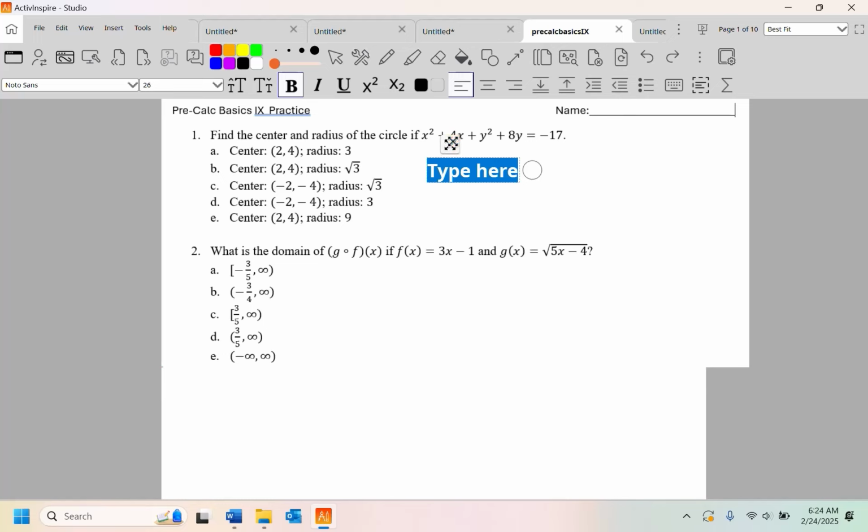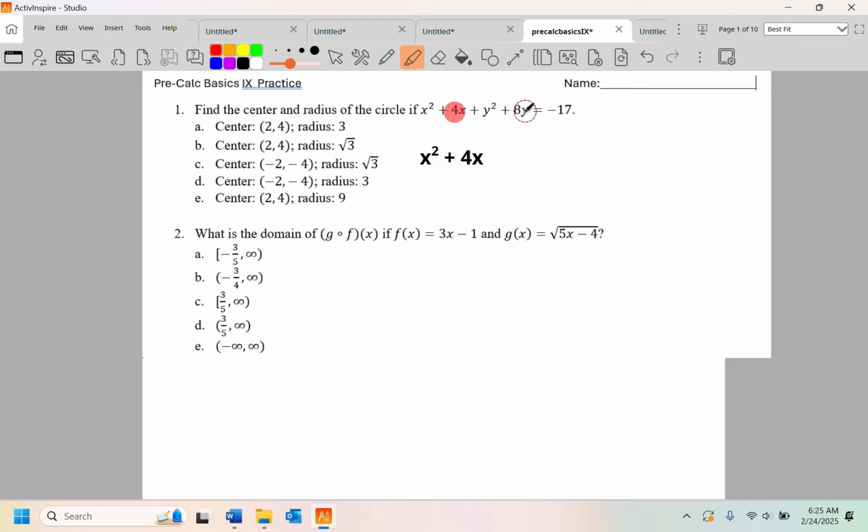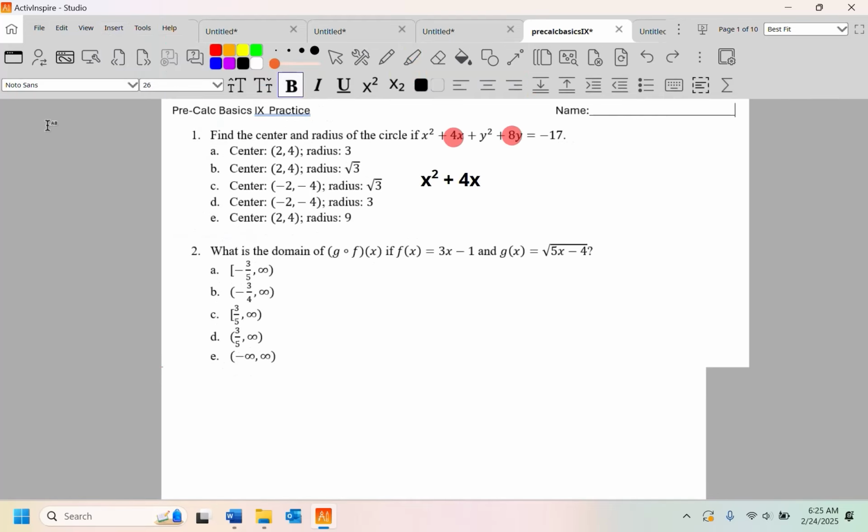All right, find the center and radius of the circle if x squared plus 4x plus y squared plus 8y equals negative 17. This is a simple complete the square technique. What we're going to do is take half of the b term here and here, and you need to be listening. We're going to square it and add it to both sides. So I take half of 4. Remember, b is 4. Take half of that, and I get 2. And I square it, and I get 4.